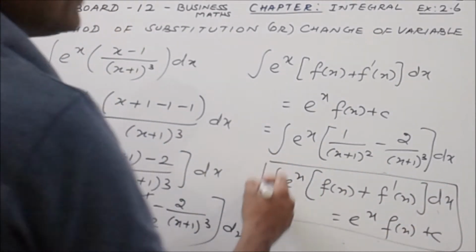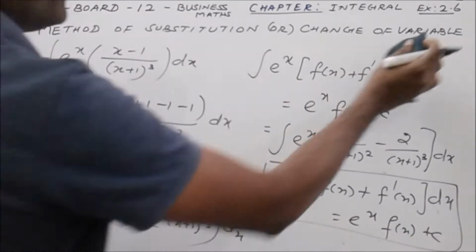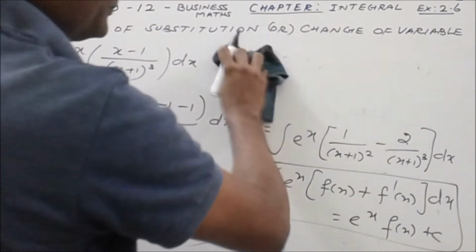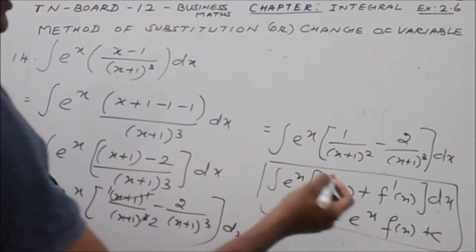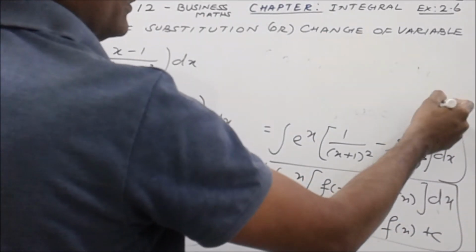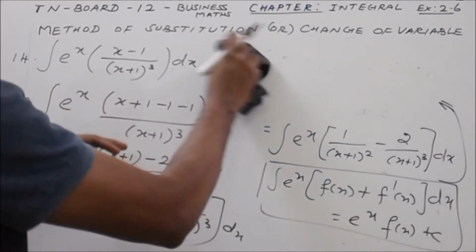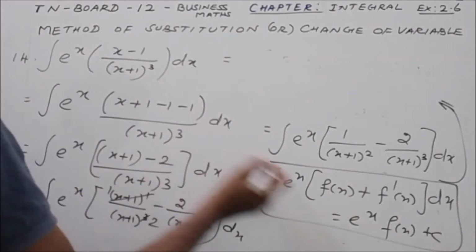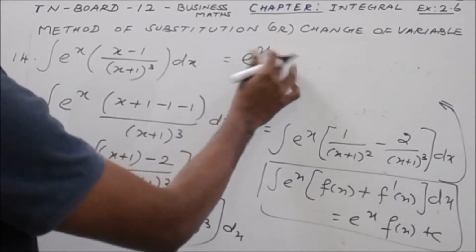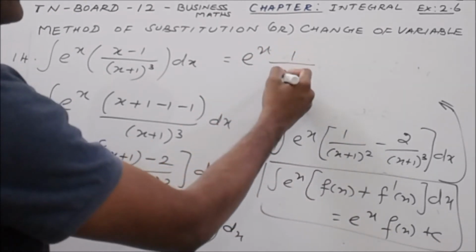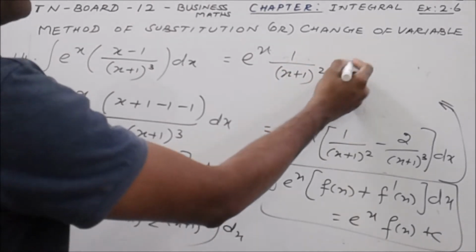So we have already written the formula here, so I can move on to write the answer, which is equal to e power x into f of x. The function f of x is here 1 by x plus 1 whole square, plus c.